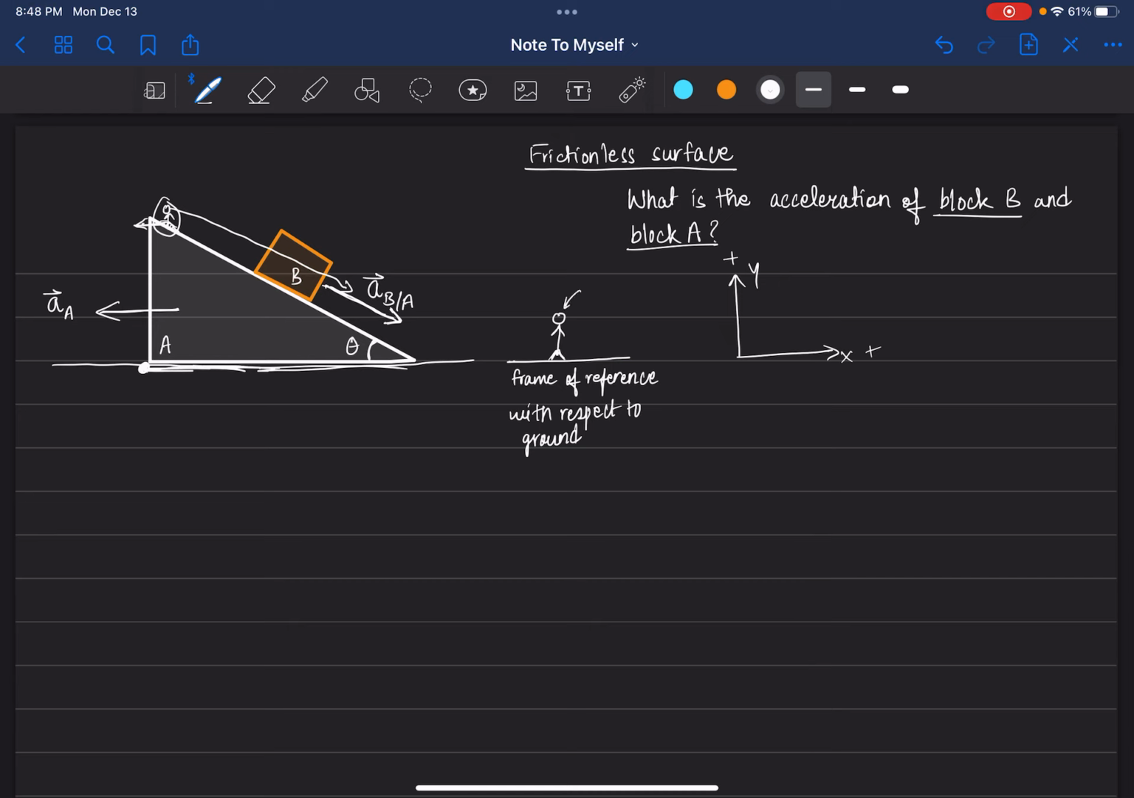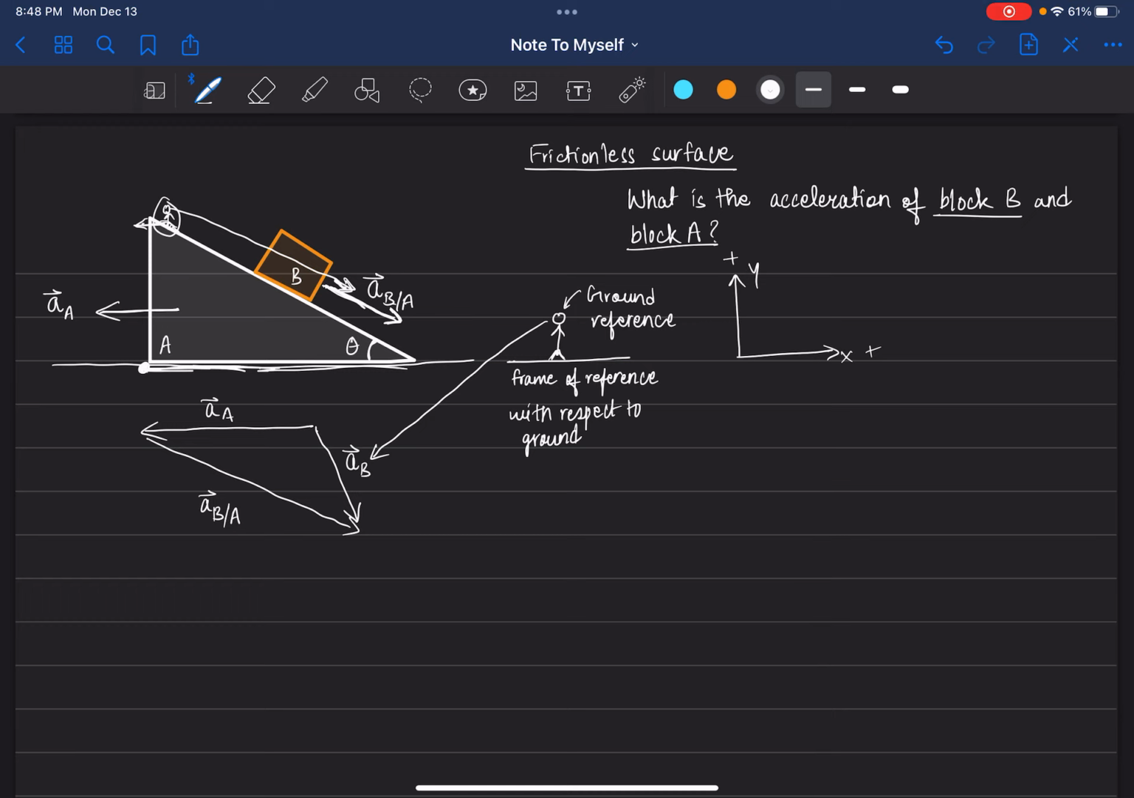The person sitting at the ground reference does not see this. The person sitting at the ground reference would see something like this. So the acceleration of block A is going like this. The acceleration of B with respect to A is going like this. And so then the acceleration of block B would look something like that. So this is what this person sees. The person that is sitting on block A, who's moving along with block A, who's accelerating with block A, would see A of B with respect to A.